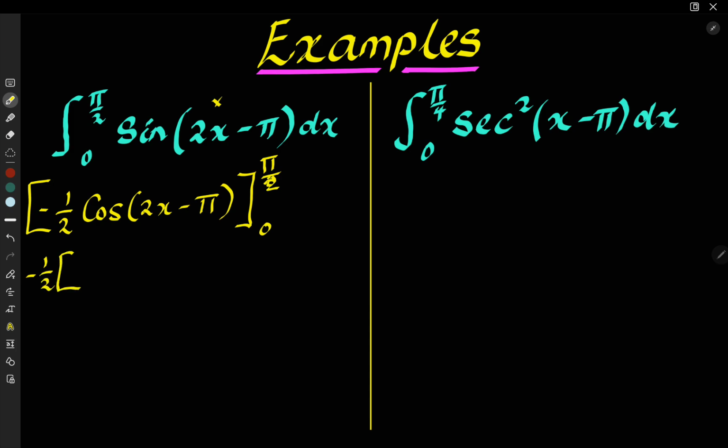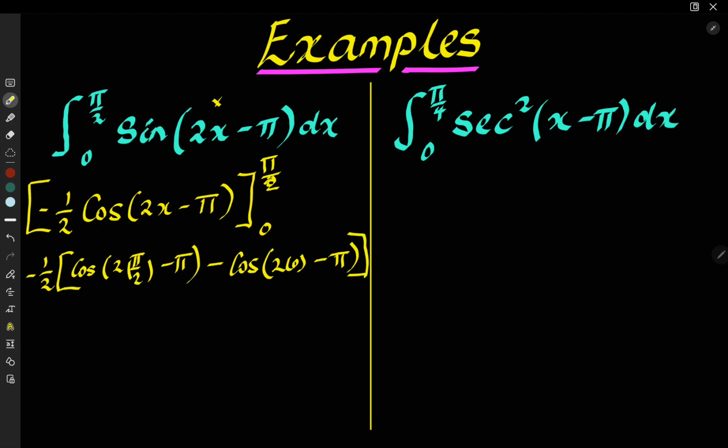Then that will be bracket. Remember that will be cos (2 times pi over 2). First of all, it's the function of the upper limit minus the function of the lower limit, if you remember. So that will be cos (2 pi over 2 minus pi). Then bracket minus the function of 0. In this case, that will be cos (2 times 0), then minus pi as well.